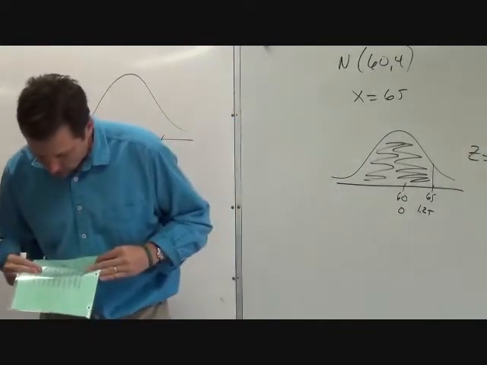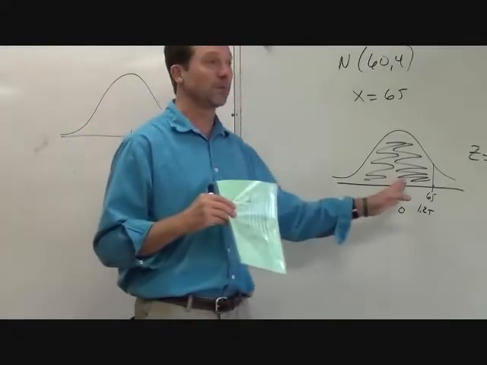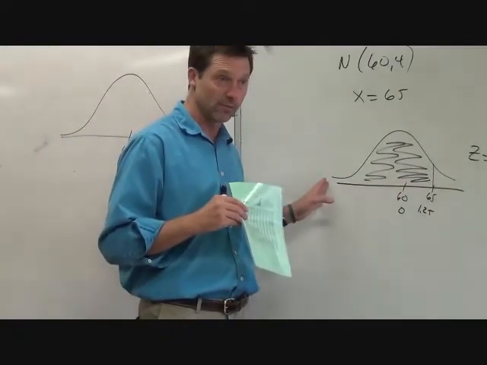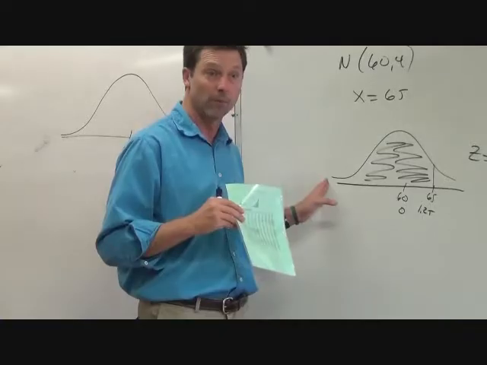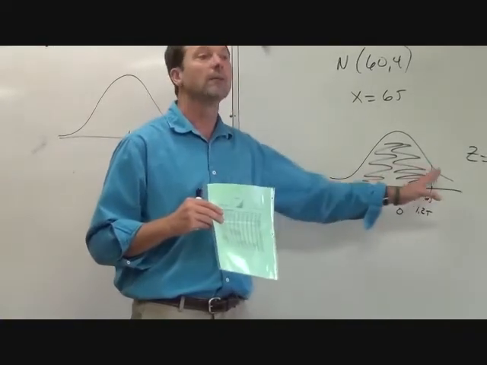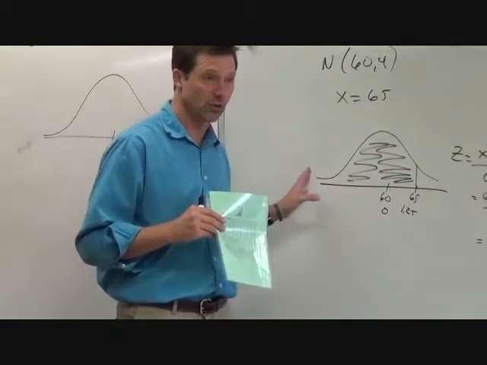Now, on page 14, it gives you the percentiles for the negative z-scores. Remember, z-scores can be positive or negative, depending on whether you're above or below the mean. And on page 15, you'll see the positive z-scores over there.